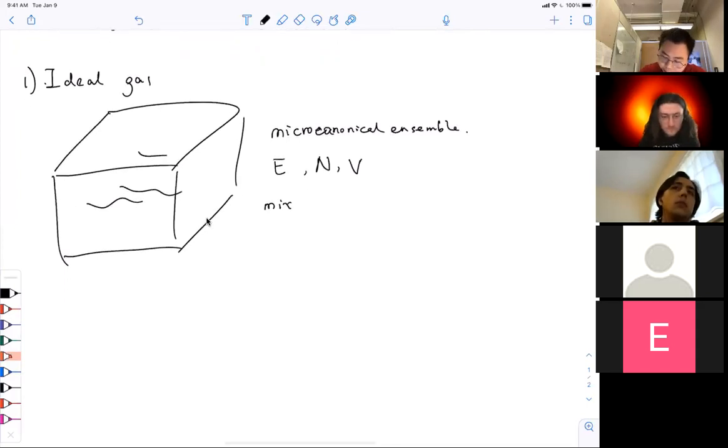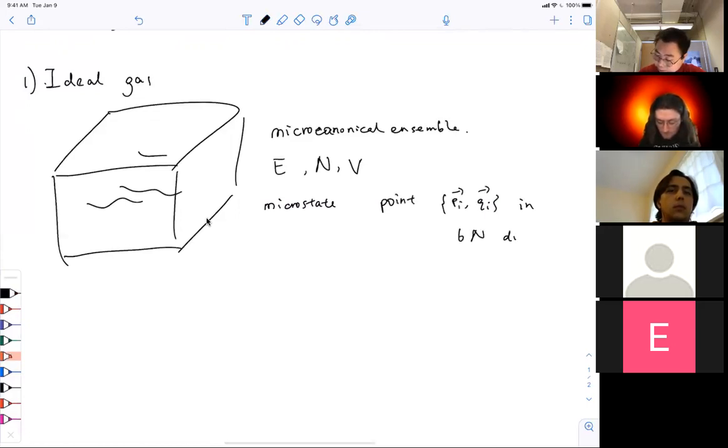So every microstate corresponds to a point, denoted as p_i and q_i, in this 6N dimensional phase space. Phase space, right? Every particle has three coordinates and three momenta. So six times N, 6N dimensions.